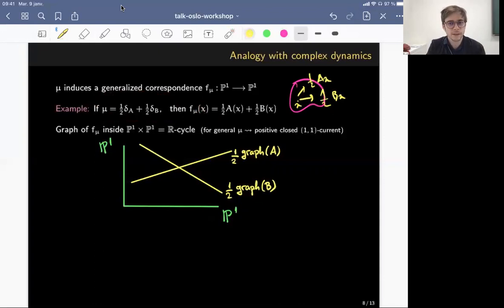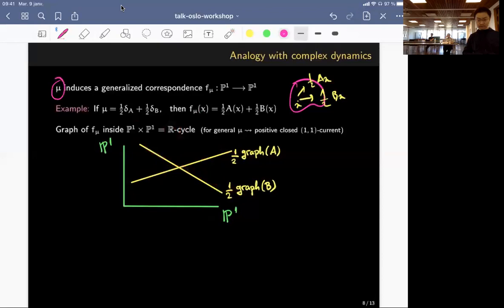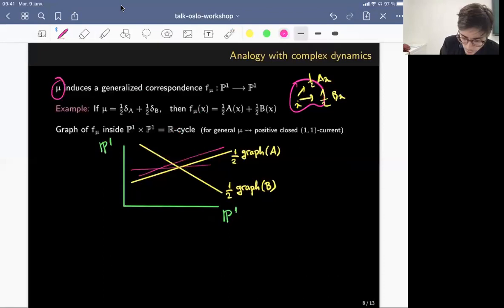Related to Fei's talk yesterday, we can see this as a cycle on the product P1 times P1. And here the cycle is very simple: it's just the graph of A times 1/2 plus the graph of B times 1/2. So this is a cycle with real coefficients. If you have a more complicated measure mu, we have a more complicated object. It's actually not a cycle, it will be a 1-current in the product. So it will be some sort of cloud of graphs on the product, but it behaves just like an R-cycle.